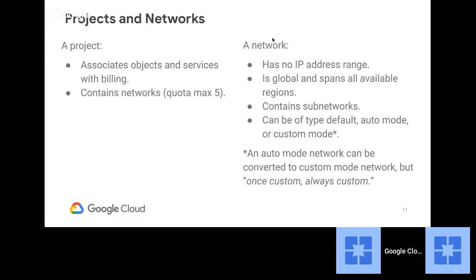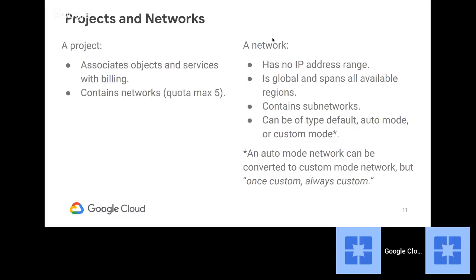It has the potential to span all available regions. It's not until you actually bring a subnetwork into play that you set up an IP address range and you lock in a particular region. Again, I've got a diagram on this in a second when we dive into the details of VPC networking. But you can think about a subnet as specific to a particular region, and a network can span regions by having multiple subnetworks.